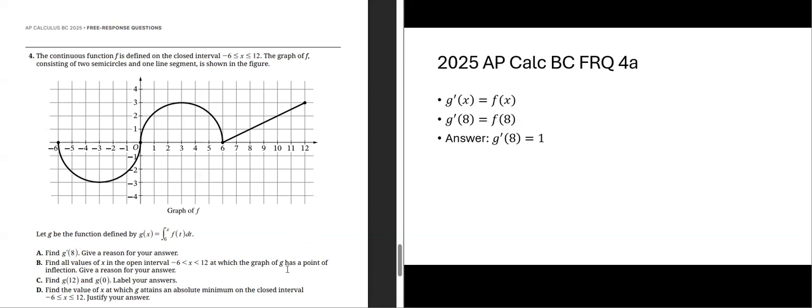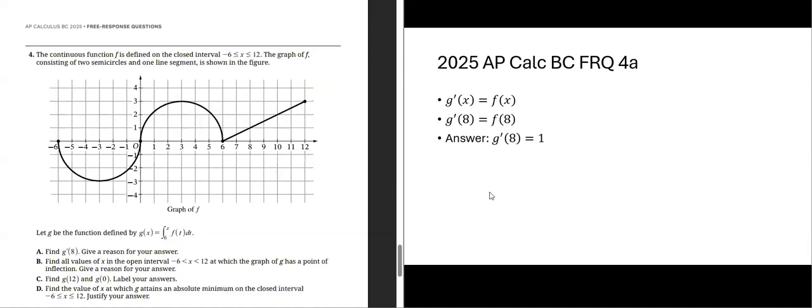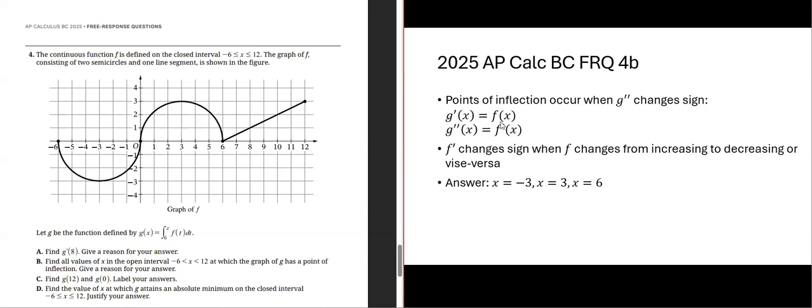Okay, so we need the second derivative of g. So we already found in part A that g prime of x is f of x, right? Right here. Okay, so we need g double prime. So g double prime is f prime. Whoops, wrong screen over here. Okay, so we want when, as I said, g double prime changes sign, which means we want when f prime changes sign. Okay, and then f prime changes sign when f changes from increasing to decreasing or vice versa.